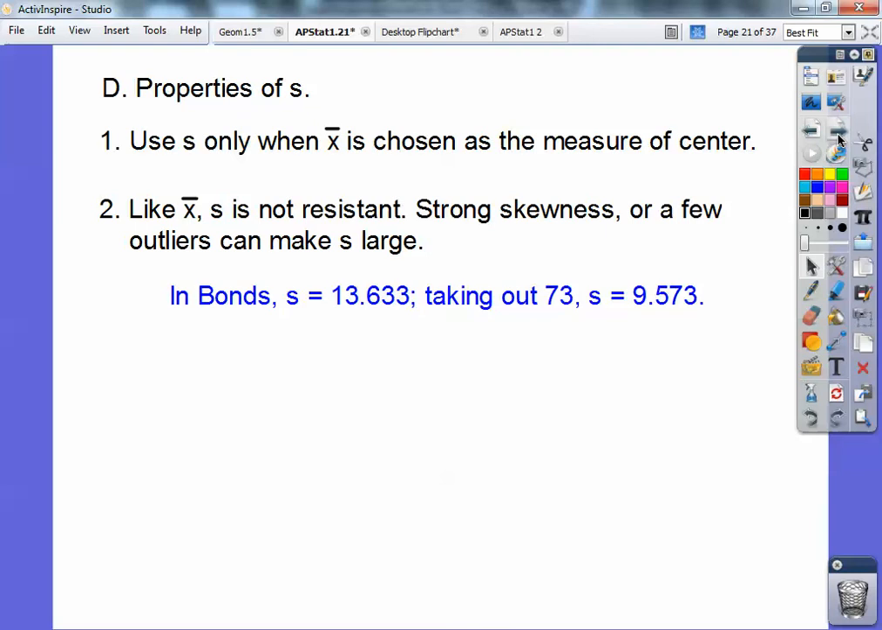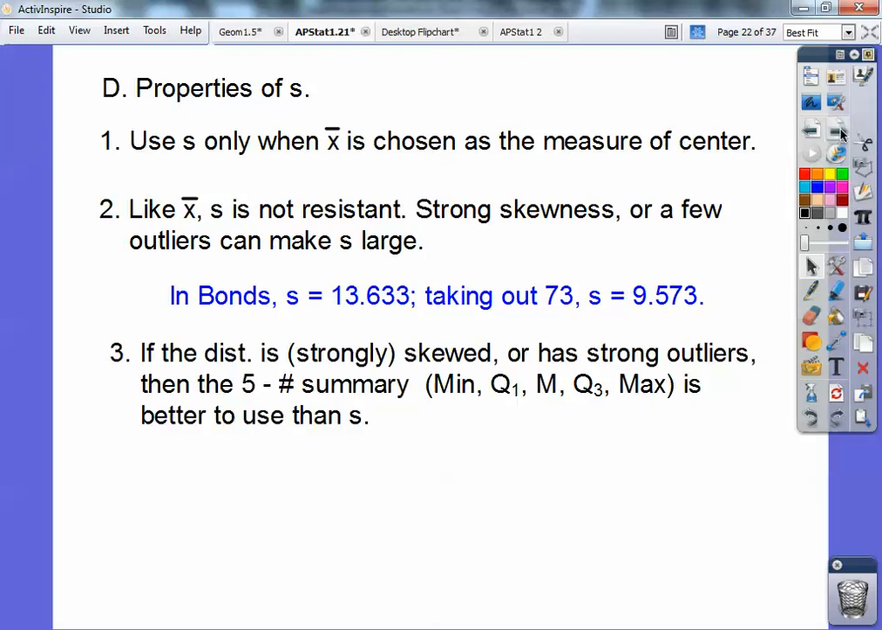So for example, in the bonds example, the lesson we did prior to this, the standard deviation was 13.633. And when you took out that outlier right there, the 73, look, it made the standard deviation much smaller, which just means the numbers vary less when you take out the outliers. So strong skewness can make your S larger. If the distribution is strongly skewed or has strong outliers, then the 5-number summary is a better choice to use than the standard deviation. Here's my 5-number summary, spoken about in the last lesson.